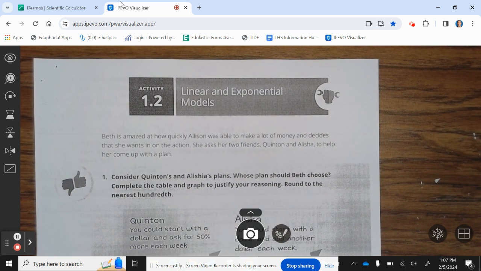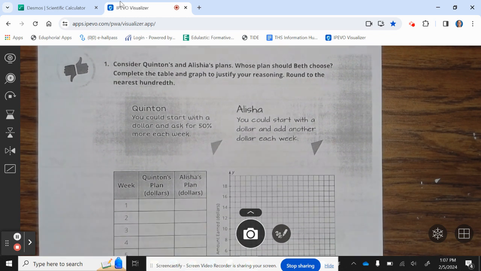Activity 1.2, linear and exponential models. Beth is amazed at how quickly Allison was able to make a lot of money and decides that she wants in on the action. She asks her two friends, Quentin and Alicia, to help come up with the plan. 1. Consider Quentin and Alicia's plan. Whose plan should Beth choose? Complete the table and graph to justify your reasoning. Round to the nearest hundred.